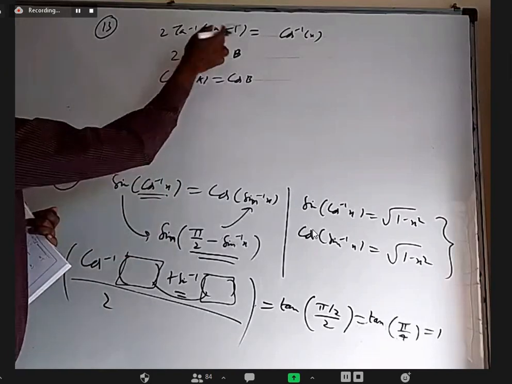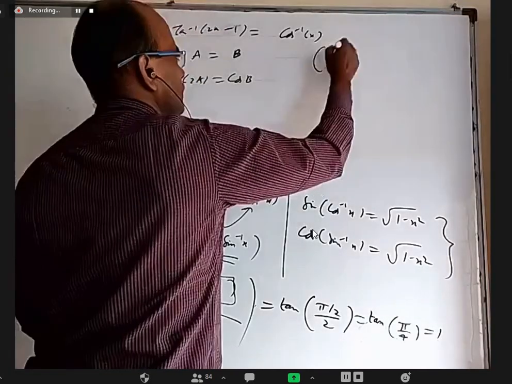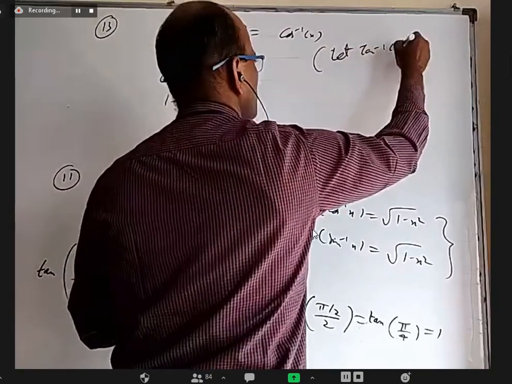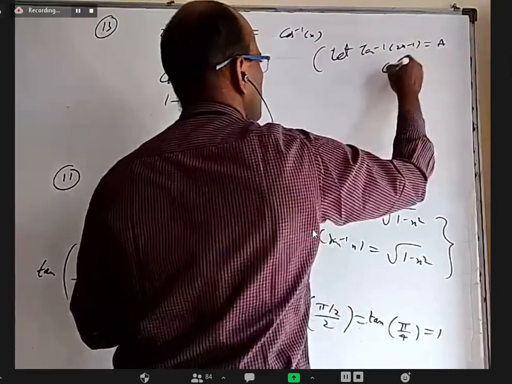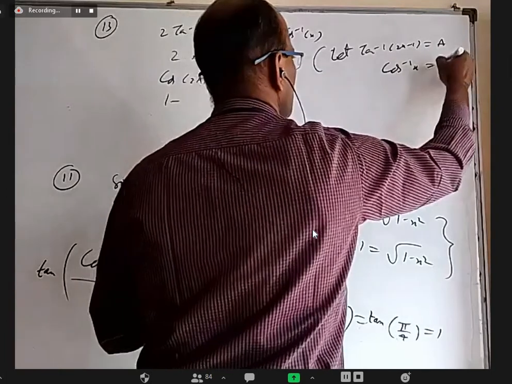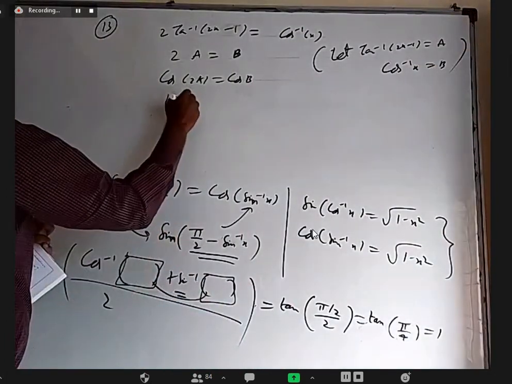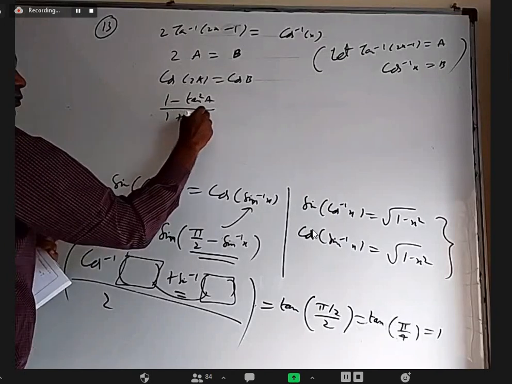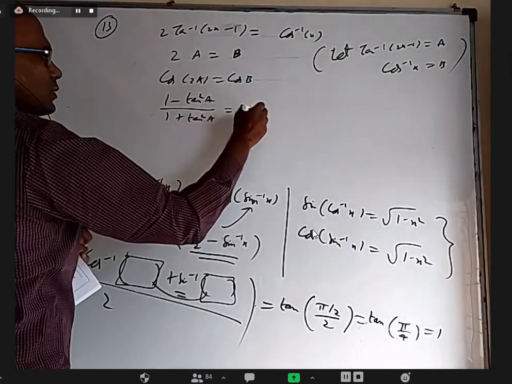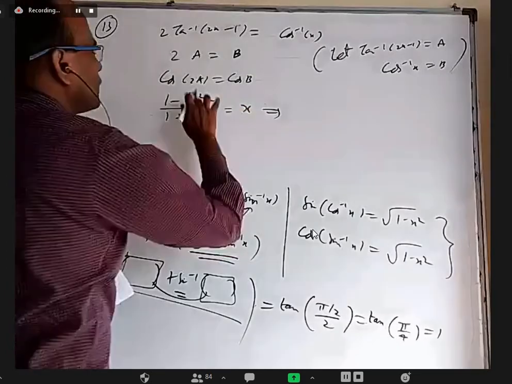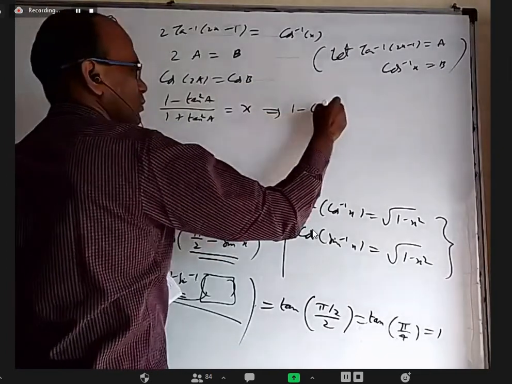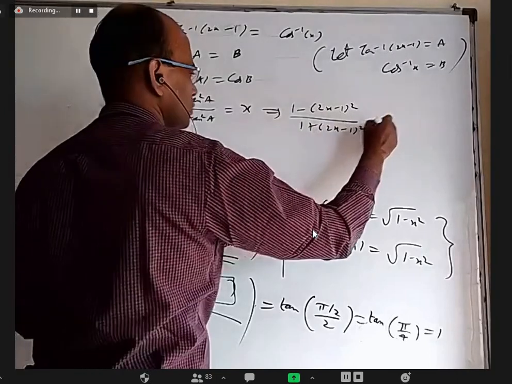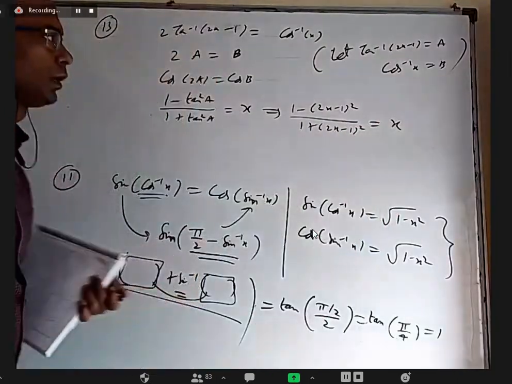Since I know tan a now, let tan inverse of 2x minus 1 equal to a, and cos inverse x equal to b. Cos 2a I can write as 1 minus tan square a by 1 plus tan square a. This is cos b or x. Tan square is 2x minus 1. So 1 minus (2x minus 1) whole square by 1 plus (2x minus 1) whole square is equal to x.